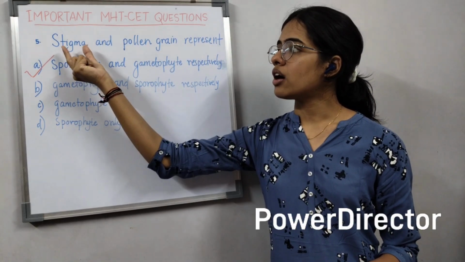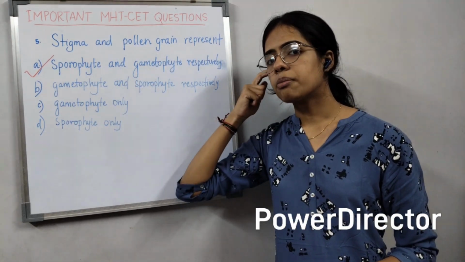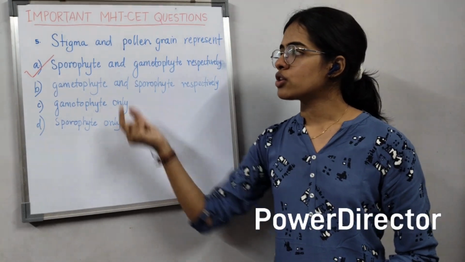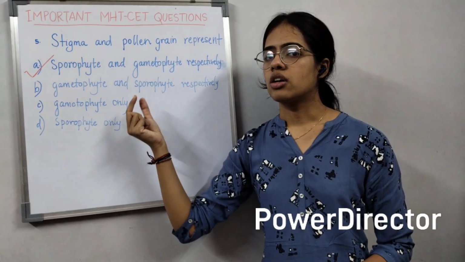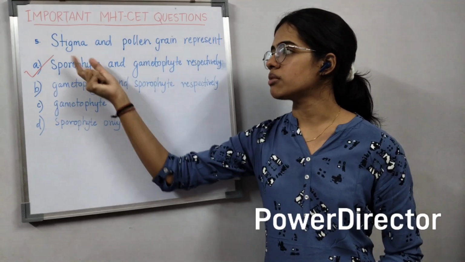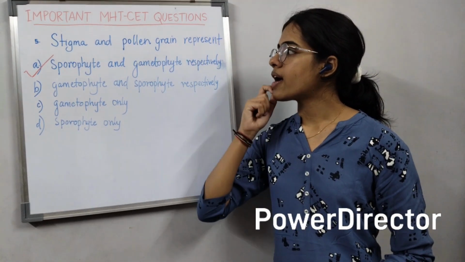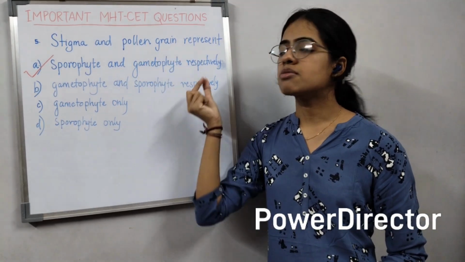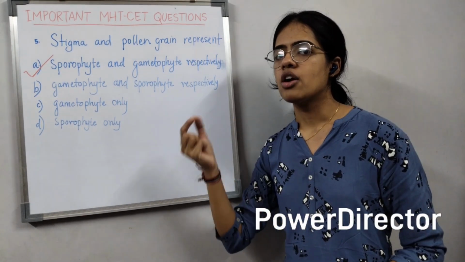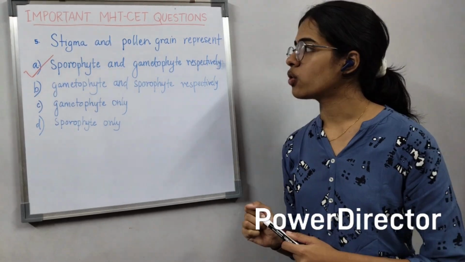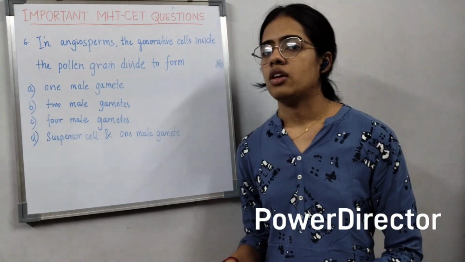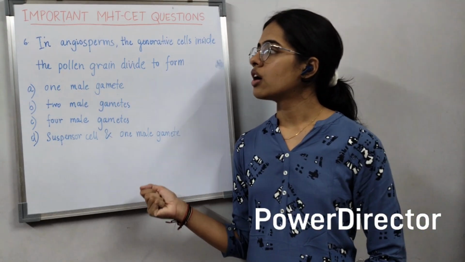Okay, so stigma is actually the part of a female reproductive system in a flowering plant. So it is a sporophyte, it holds the female sporangium, that is a megasporangium, that is stigma, and pollen grain is a gametophyte because it is a small structure within the anther which holds the gametes, that is the male gametes of a flowering plant. It holds the male gametes of a flower. Okay. Now I'll go to the next question.